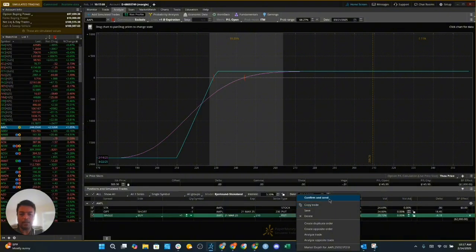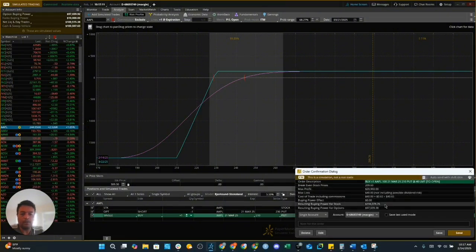So you will right click, again, confirm and send, and put this thing on. There will be no buying power effect because when you convert from a short, like a naked position, to a spread, they don't charge you more commission or more margin. So don't worry about putting more margin.